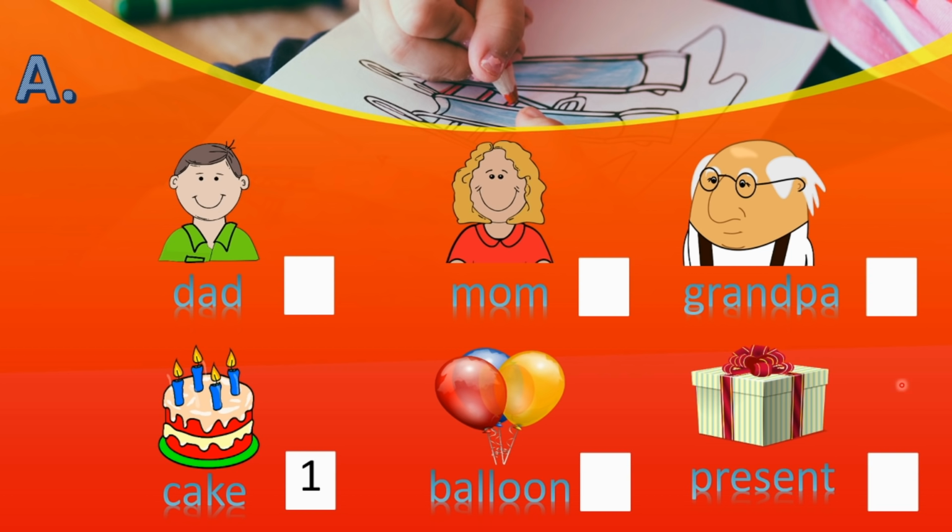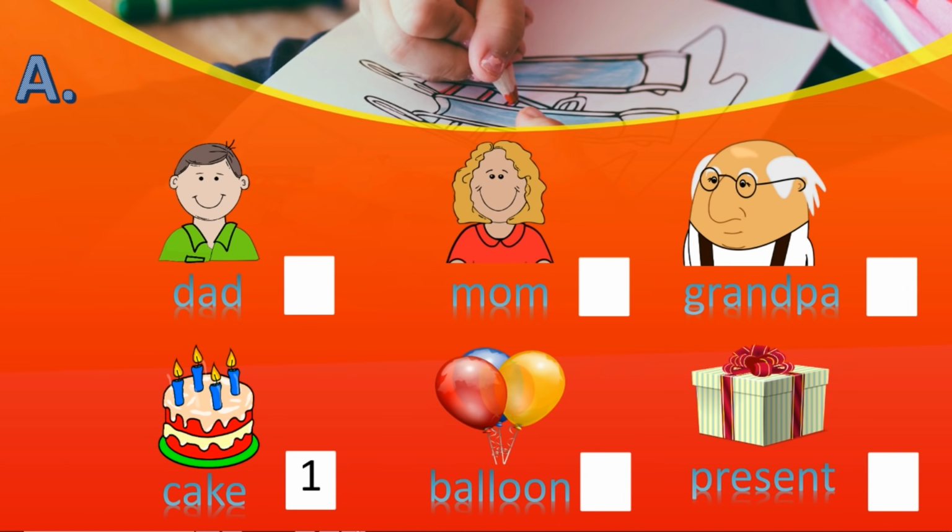Okay, now let's answer this activity. So please listen carefully, and what you need to do is to put the numbers on the box, just like this one on the cake. So 1 cake. So please listen carefully so that you can answer it correctly. Are you ready? Okay, let's begin.